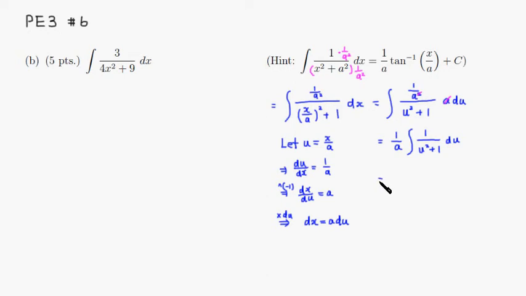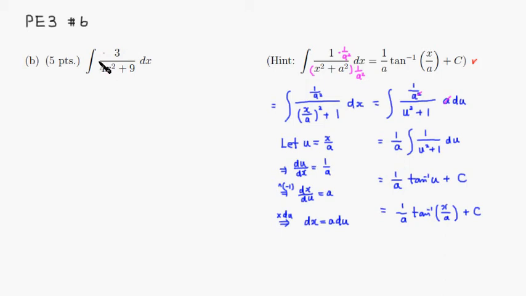That's actually arctangent. So it's 1 over a arctangent of u plus some constant c. Then putting the original expression back in instead of u, you have 1 over a arctangent of x over a plus some constant c. So that's how they came up with this formula right here. But for this problem, you can just use this hint.